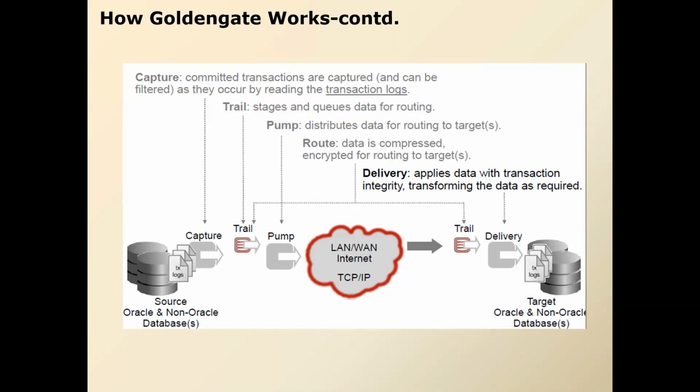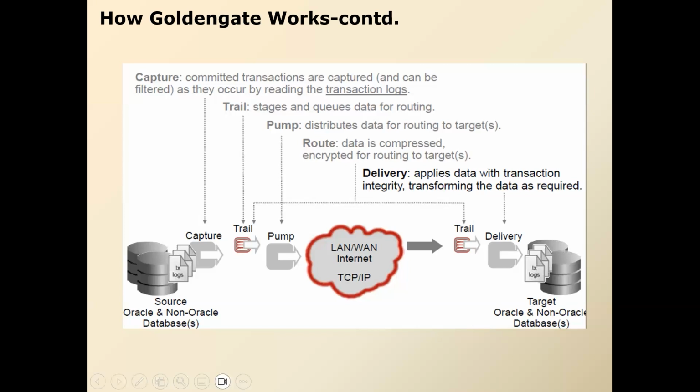So the data pump can read the data from the local trail and write to the remote trail. In the same way, the replicat process can read the data from the remote trail and write to the target database. So the pump process writes data to the remote trail, and then the replicat process reads the data from the remote trail and applies it to the target database.